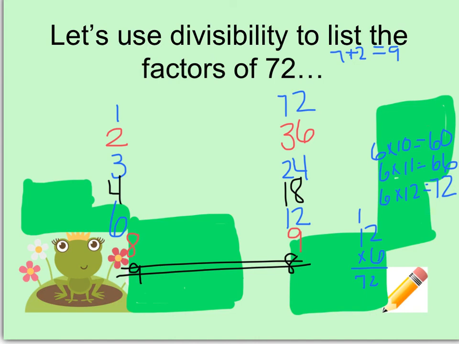They're 1, 2, 3, 4, 6, 8, 9, 12, 18, 24, 36, and 72. That sure was a doozy of a problem. Go ahead and copy down the factors of 72. And let's take a look at another example.